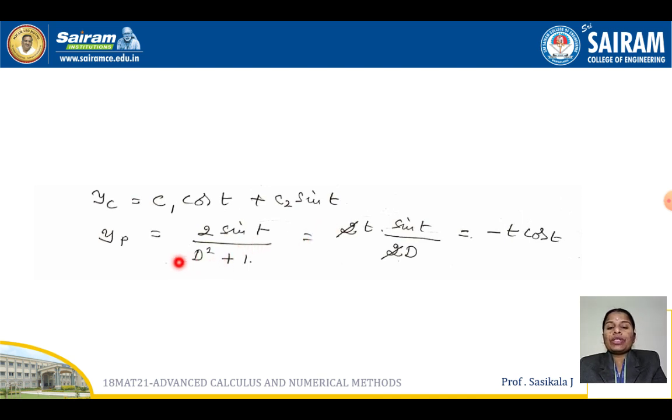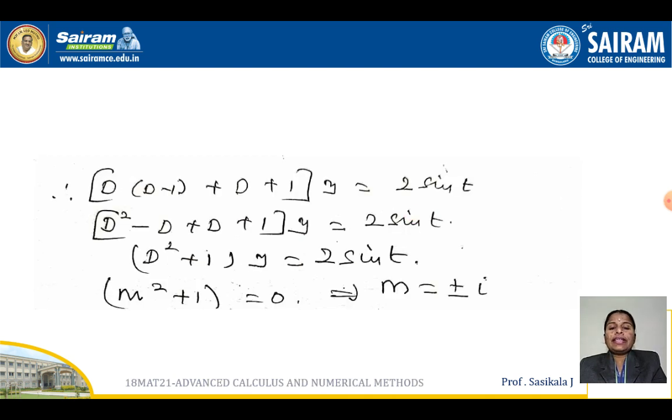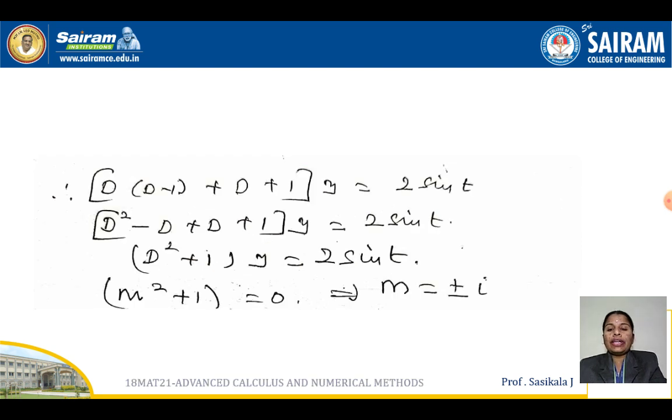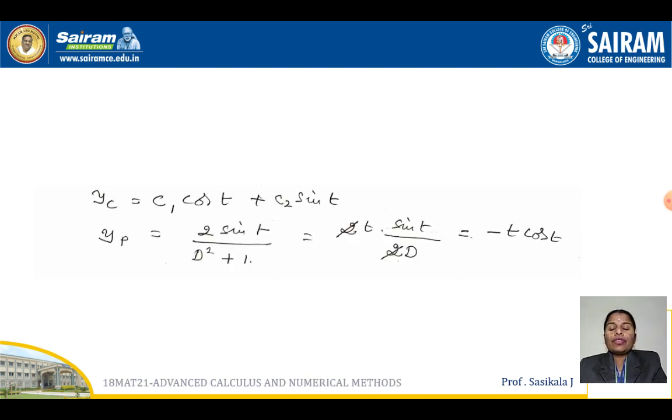Now you have to go with the particular integral. You have a term of 2 sin t. So 2 sin t by f of d. What is your f of d? It is d square plus 1. It is exactly the type 2 problem. So what do I have to do? D square to be replaced by minus a squared. What will happen? It is minus 1 plus 1, which goes to 0.